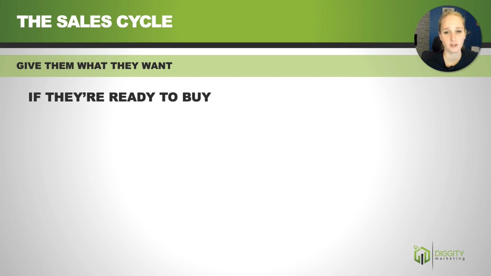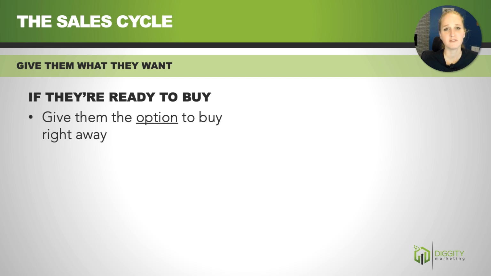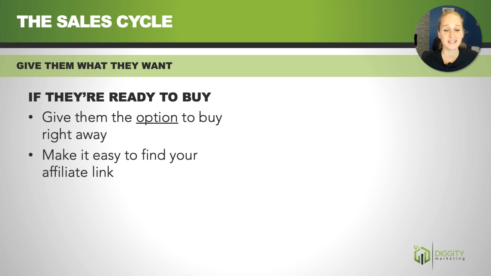So depending on the type of user that you have, across the board, make sure that you're giving them what they want. If they're ready to buy, make sure that you give them the option to buy right away. Don't leave with a bunch of research-based content for somebody who is looking for where to buy XYZ acne treatment. And make sure that your affiliate link is easy to find as well. They shouldn't have to search through your content in order to know where to buy something.